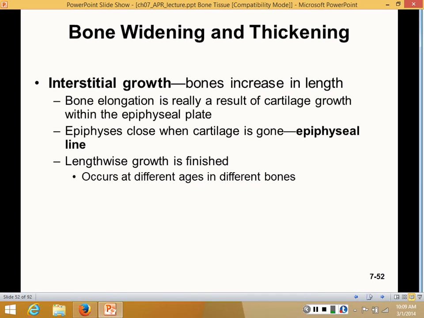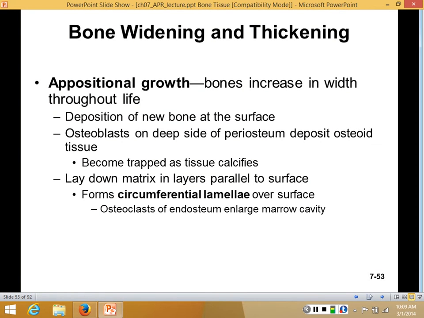Interstitial growth, bones increase in length. Occurs at different ages. And so when people stop growing, the increase in length of bone is going to vary from individual to individual, and it's going to vary according to your age. Because, you know, some people are short, some people are really, really tall. Some people are average height, just as myself. Appositional growth, there's going to be a widening of what? The bone, because bone is going to be deposited on the surface.